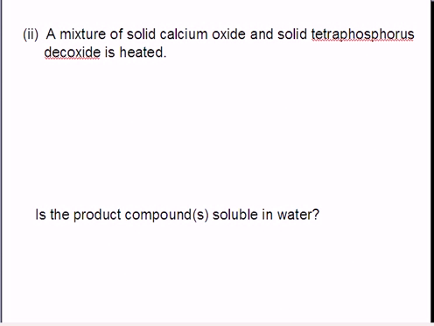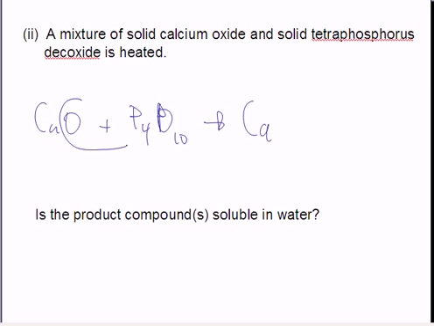A mixture of solid calcium oxide and solid tetraphosphorus decoxide is heated. Is the final compound soluble in water? So you're going to have calcium oxide, and you're going to mix this with P4O10, tetraphosphorus decoxide. Okay, you've got a metal oxide and a non-metal oxide. It's going to make the subsequent ionic compound. Calcium and O, P's and O's are going to make a phosphate ion. So that's going to be Ca3(PO4)2.